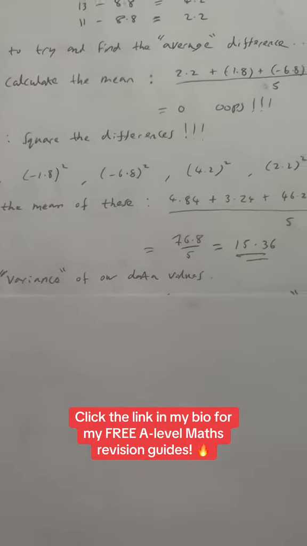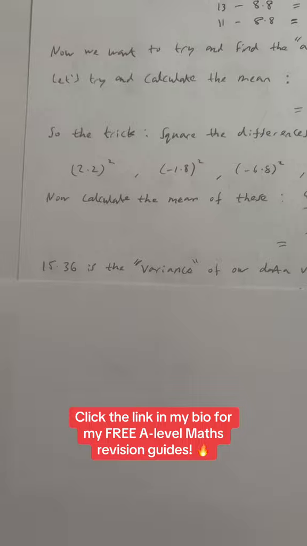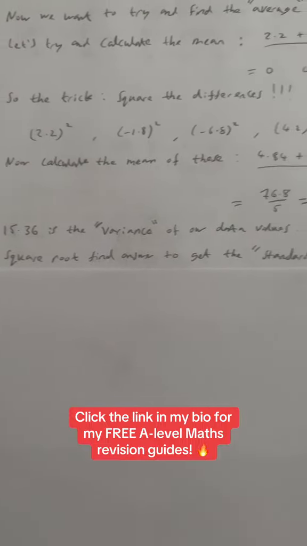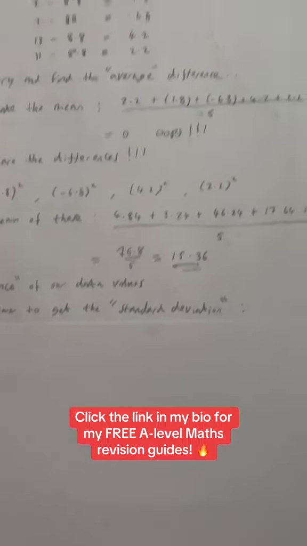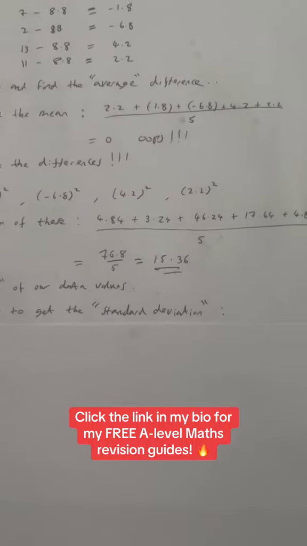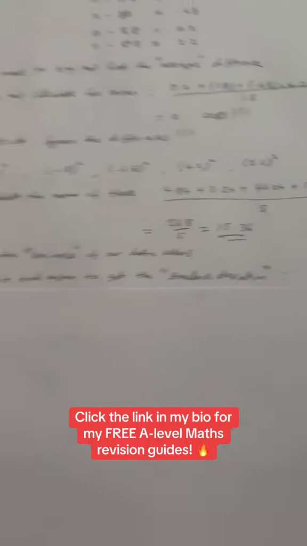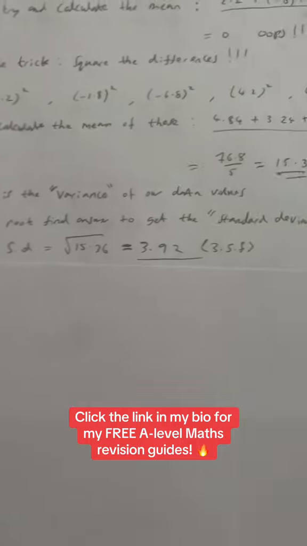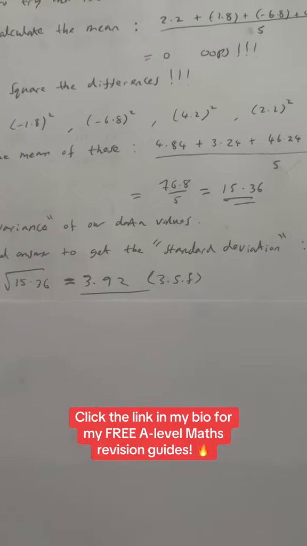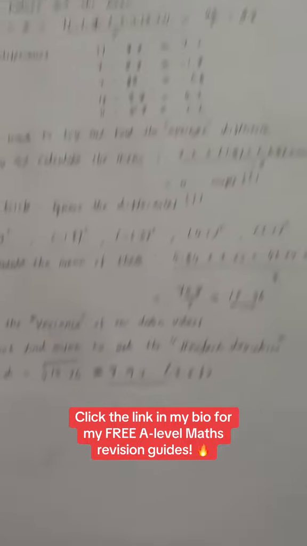When you follow that calculation for any data set, you get the variance. Then if you square root it, you get the standard deviation. The reason you square root it is because we squared all those differences, so it makes sense to square root our final answer to get the standard deviation. So 3.92 to three significant figures would be our standard deviation.